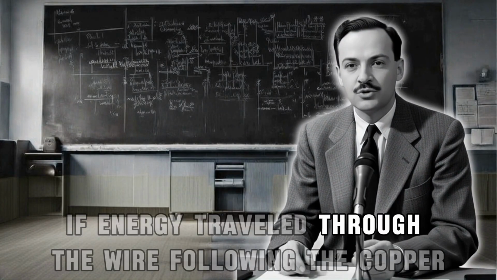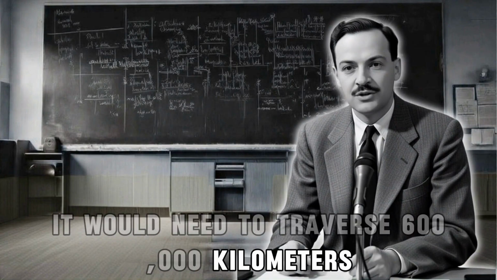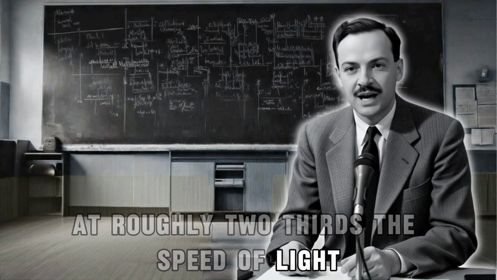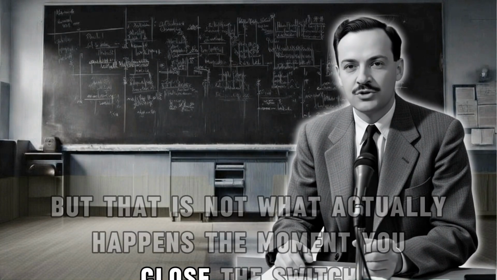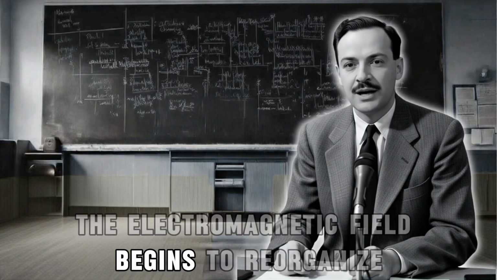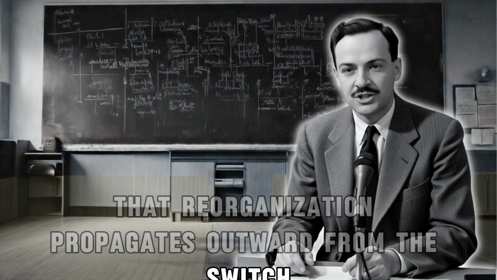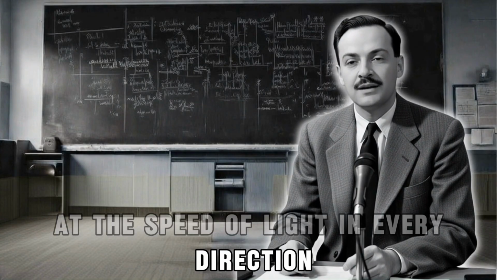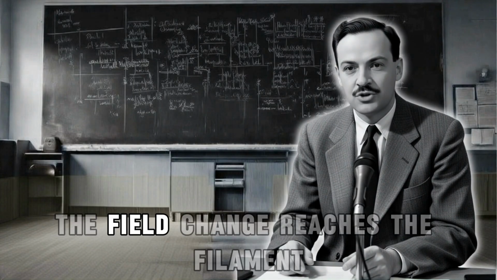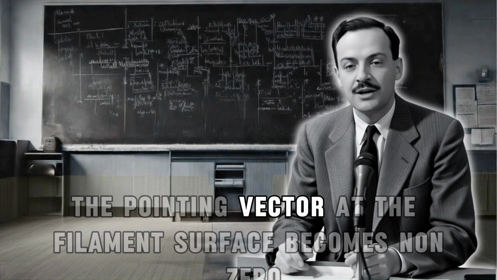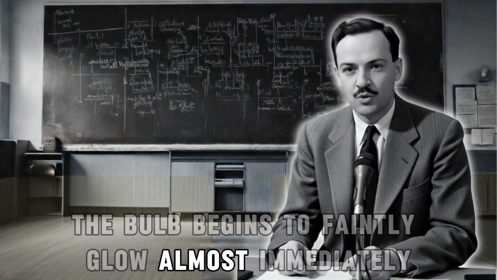If energy traveled through the wire following the copper, it would need to traverse 600,000 kilometers at roughly 2/3 the speed of light. That takes about 3 seconds. But that is not what actually happens. The moment you close the switch, the electromagnetic field begins to reorganize. That reorganization propagates outward from the switch at the speed of light in every direction. The bulb is 1 meter away. In about 3 billionths of a second, the field change reaches the filament. The Poynting vector at the filament surface becomes non-zero. The bulb begins to faintly glow, almost immediately.